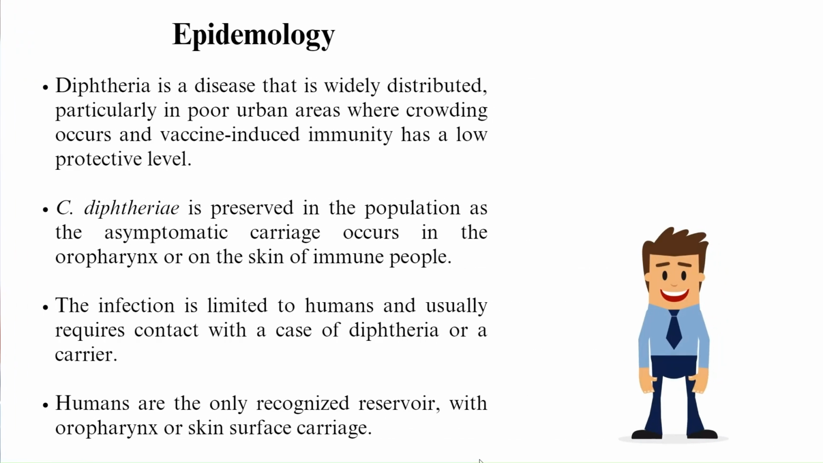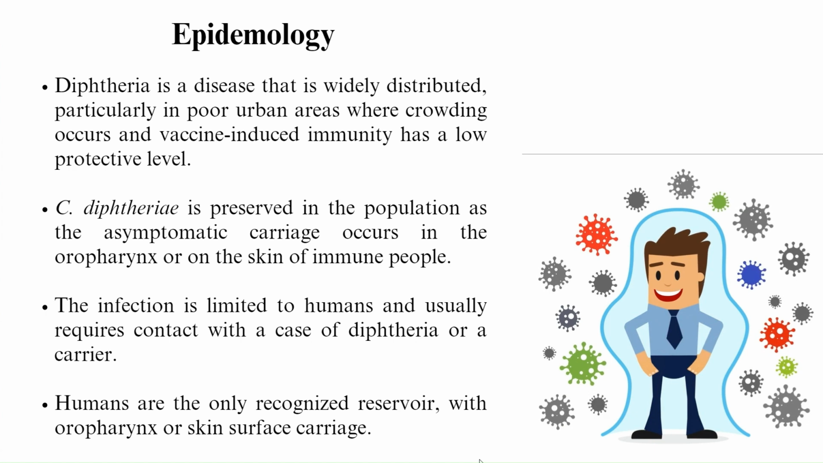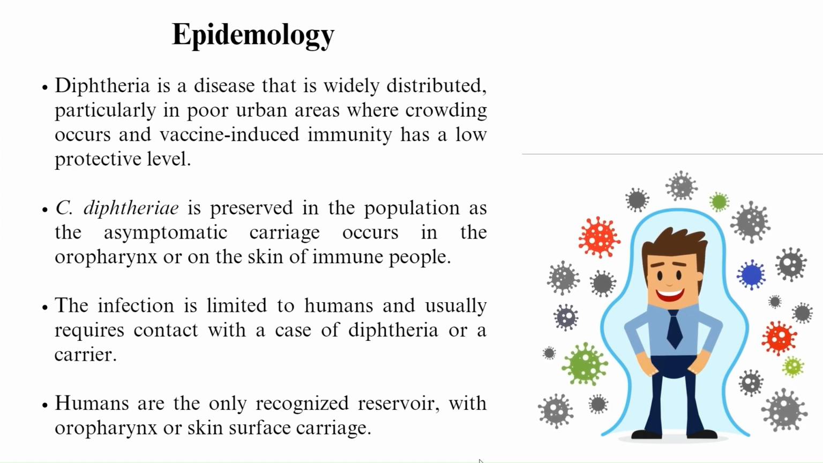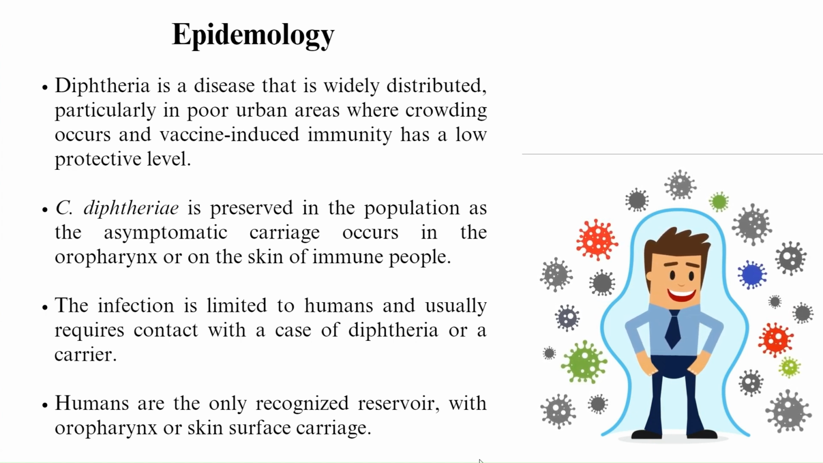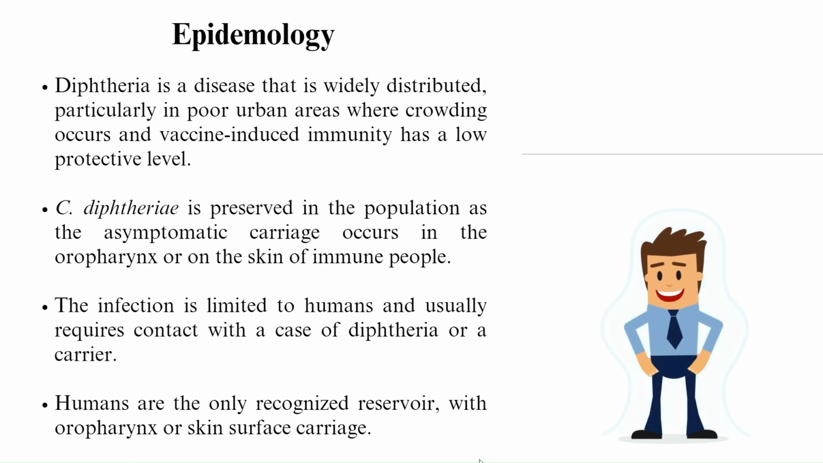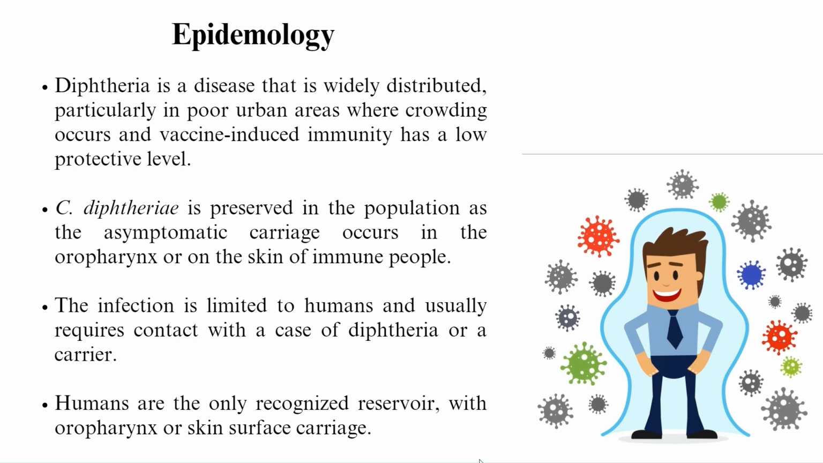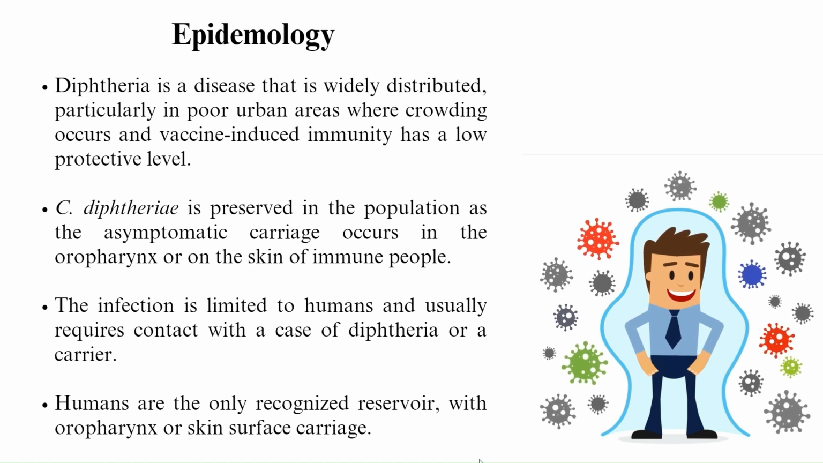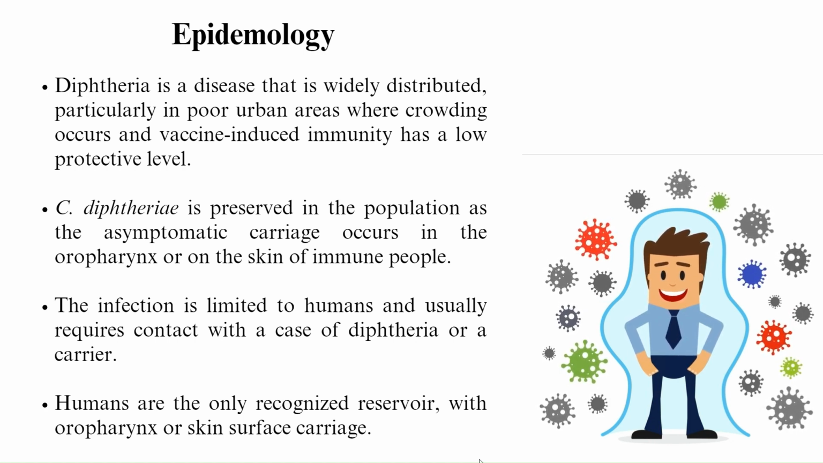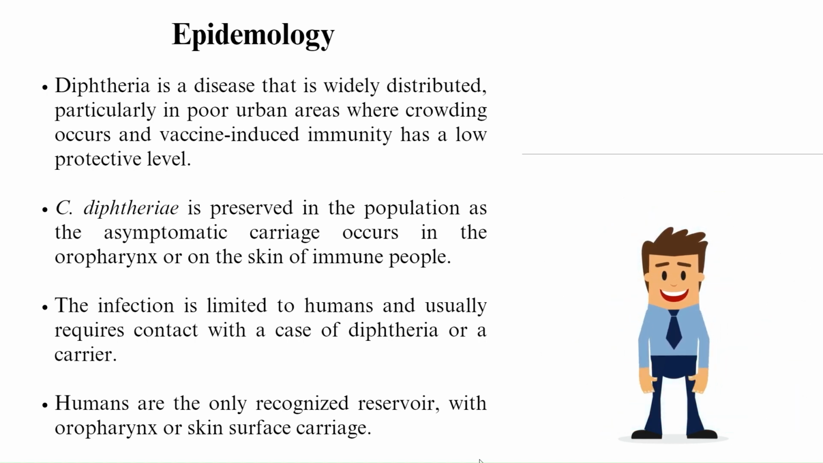Epidemiology. Diphtheria is a disease that is widely distributed, particularly in poor urban areas where crowding occurs and vaccine-induced immunity has a low protective level. Corynebacterium diphtheriae is preserved in the population as asymptomatic carriage occurs in the oropharynx or on the skin of immune people. The infection is limited to humans and usually requires contact with a case of diphtheria or a carrier. Humans are the only recognized reservoir, with oropharynx or skin surface carriage.